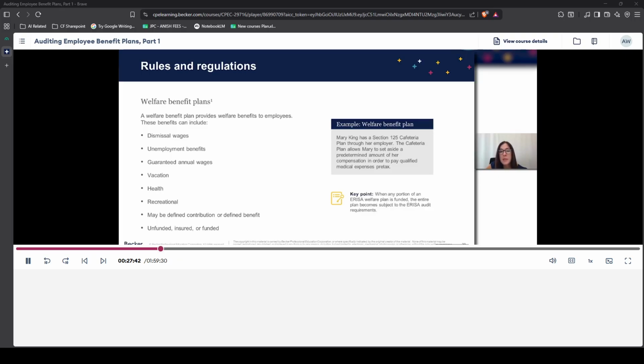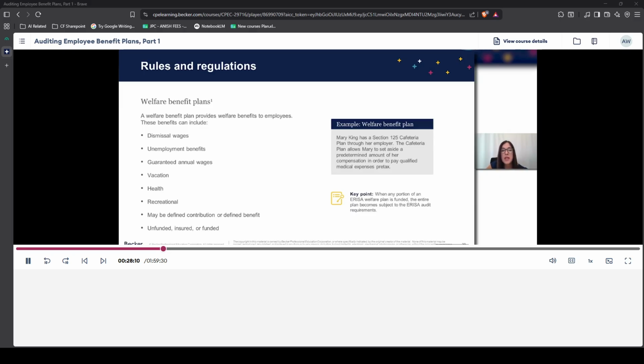In this example that we have here, Mary King has a Section 125 cafeteria plan through her employer. The cafeteria plan allows Mary to set aside a predetermined amount of her compensation in order to pay qualified medical expenses pre-tax. That's an example of a welfare benefit plan. Now, in this case, the Section 125 cafeteria plan is generally going to be exempt from the ERISA requirements.